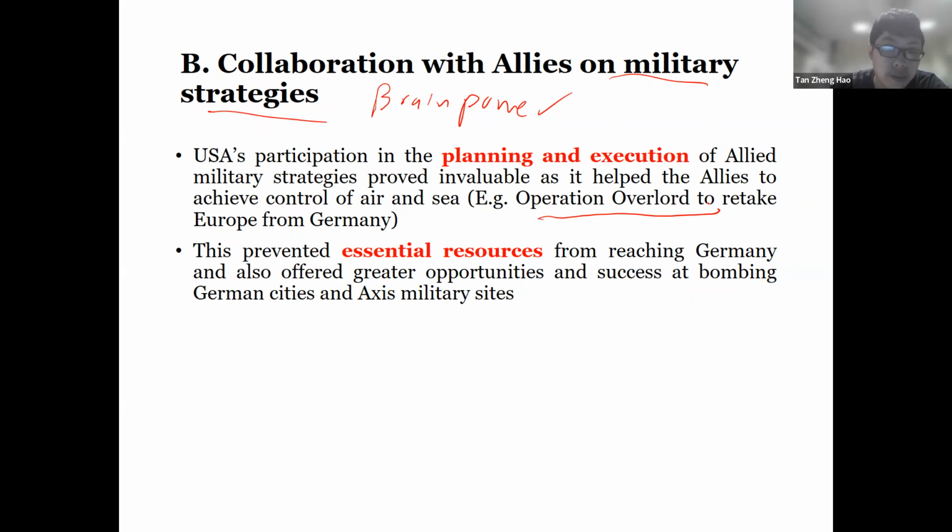And they also provided strategies on how to bomb and attack German cities and Axis military sites. Axis is referring to Germany and Italy, of course. So manpower, brain power, and resources. The USA supplied all of that.